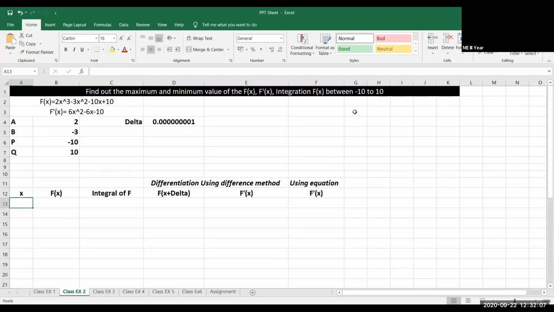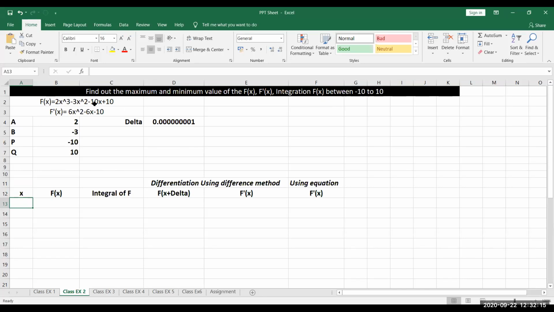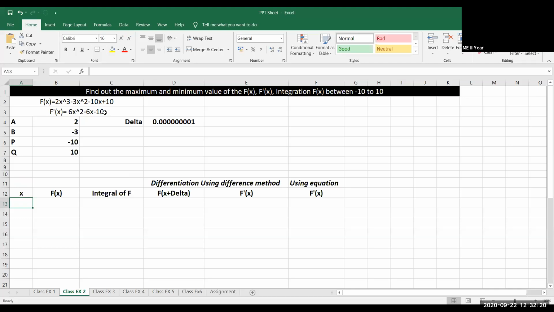Yes. So here the limit is given, minus 10 to 10, and the function is 2x cube minus 10x plus 10. This is our function f(x), and we also need f dash x, the differentiation of f(x). If you differentiate using the equation, you will get 3 into 2, 6x squared, minus 10, and the constant becomes 0. Simple differentiation, 11th class. So this is given.